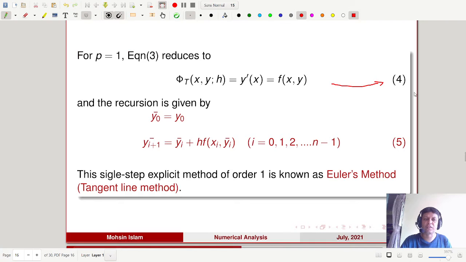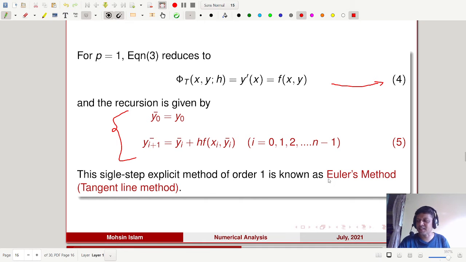So yeah, this is your equation 4 now. y'(x) equal to f(x,y), and the recursion is given by y0 bar equal to y0 and y(i+1) bar equal to yi bar plus h f(xi, yi bar). This is the recursion formula, and this is the single step explicit method of order 1, known as the Euler method or the tangent line method.